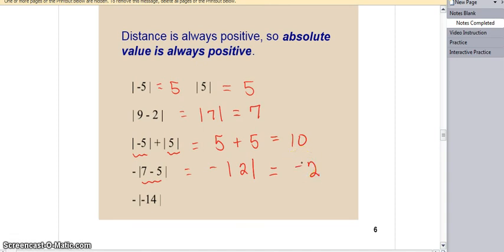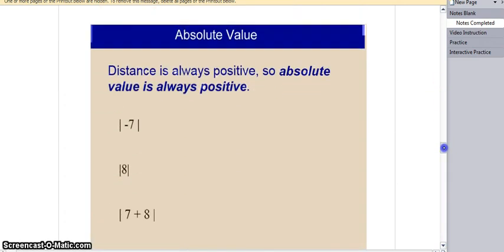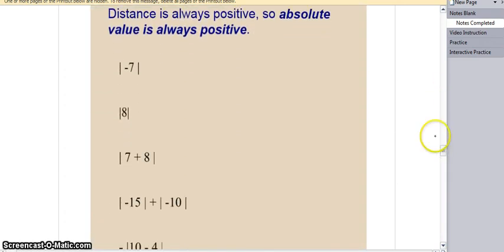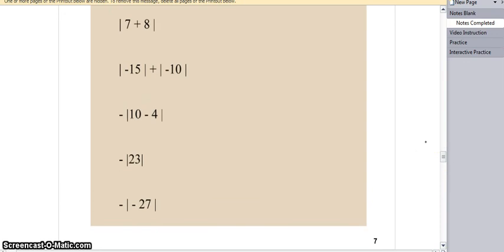In the next problem, I'm going to take the absolute value of negative 14, then I will find the opposite of that. The absolute value of negative 14 is positive 14. And then the opposite of positive 14 is negative 14. On the next page, there are some problems for you to try. Remember, once again, absolute value is always positive. So pause this recording and try these problems.